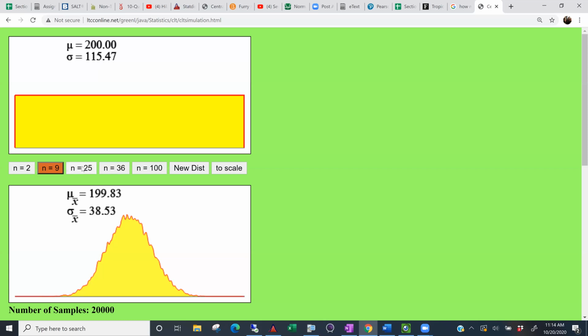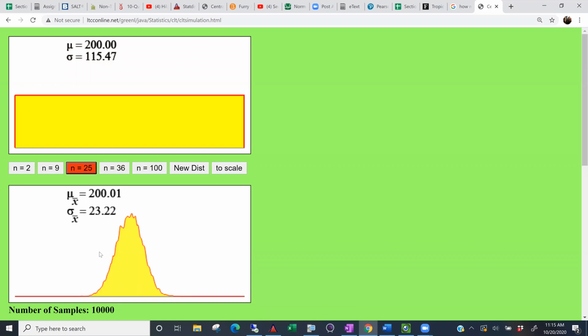Let's take a look at samples of size 25. It takes a second or two to generate those. Still, our sample mean has a distribution which has the same mean as our parent population, but now the standard deviation is about 1/5 of what it was. So if you divide this by 5, you're going to get this.